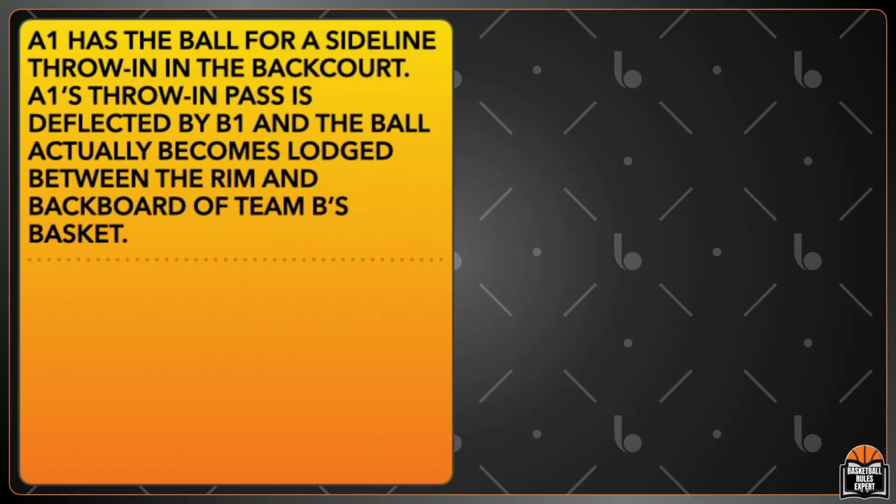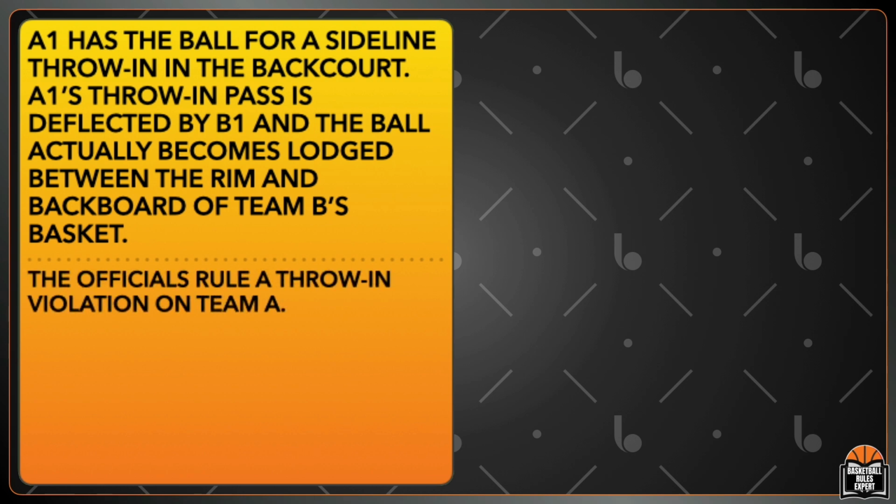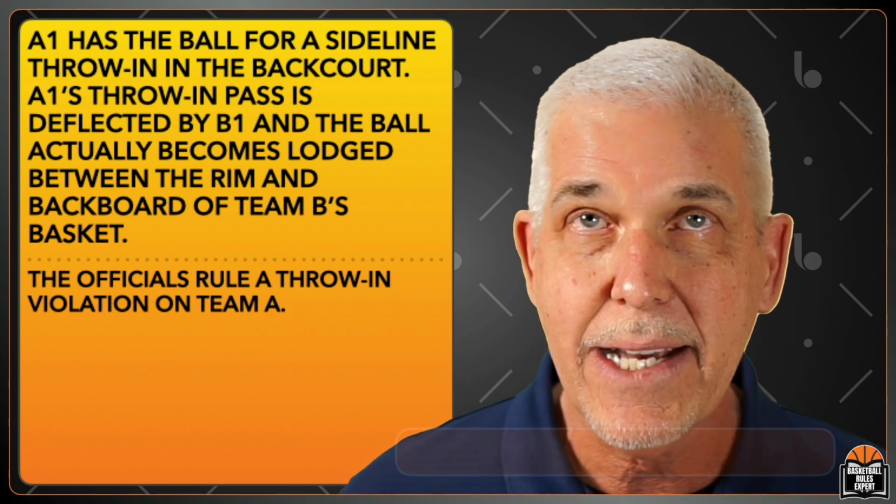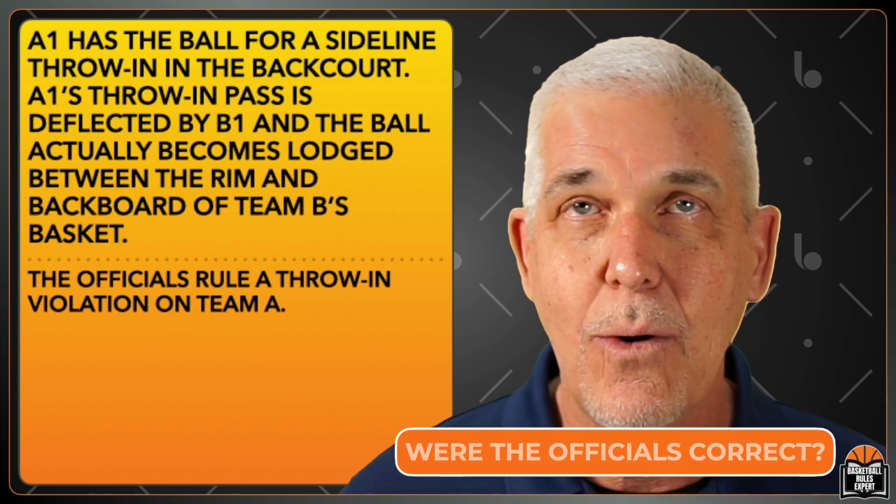A1 has the ball for a sideline throw-in in the backcourt. A1's throw-in pass is deflected by B1, and the ball actually becomes lodged between the rim and the backboard of Team B's basket. The officials rule a throw-in violation on Team A. Were the officials correct? Yes or no?